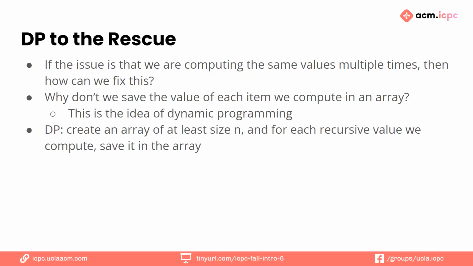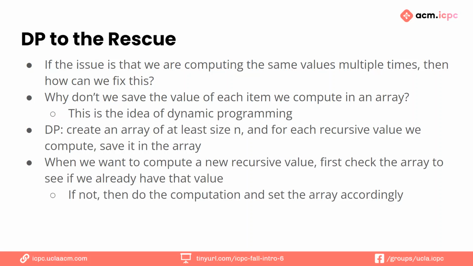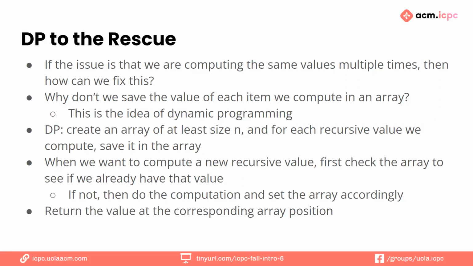So for DP, we create an array of at least size, really n+1, so you can access the nth index. And for each recursive value that we compute, we are going to save it in our array at the corresponding position. So when we want to compute a new recursive value, like when we make a call to fib of 3, the first thing that we would do is just check if we already have that value in the array stored. And if it already is there, then we can just use that value since we already computed it. And if it's not there, then we can do the computation and set the array value accordingly. And then either way, at the end, we will just return the value at that array position.